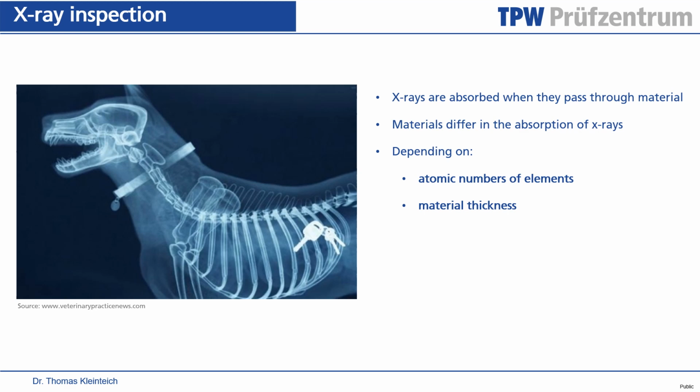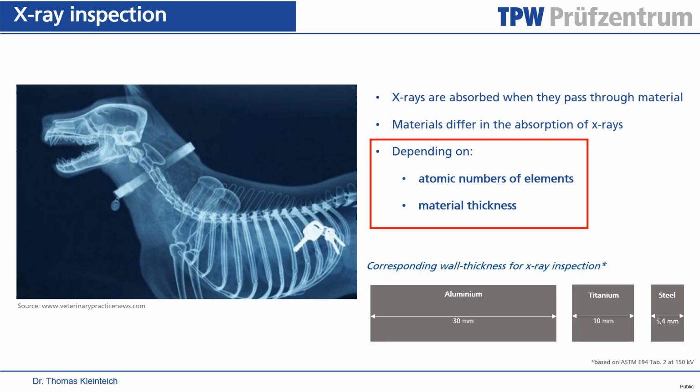And of course, besides the atomic number of the elements, it also depends on material thickness. So this is much more intuitive, I think, as you can easily think of having a very thick part. It's much harder to have it penetrated by X-rays than having a very thin structure. Now, these two things, the atomic number of elements, so what kind of material you're actually looking at, and the thickness of the material are the key issues when talking about X-ray inspection. And it has a very big impact, especially when thinking about industrial X-ray imaging or also industrial CT.